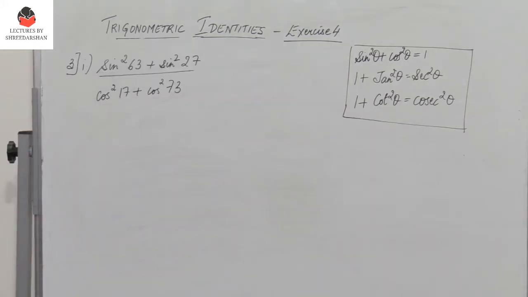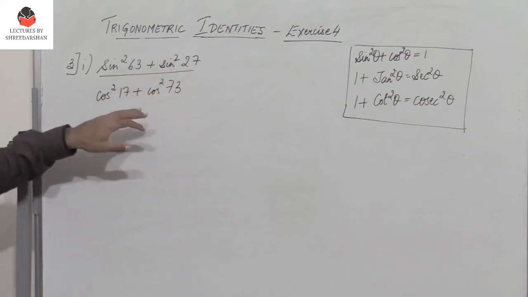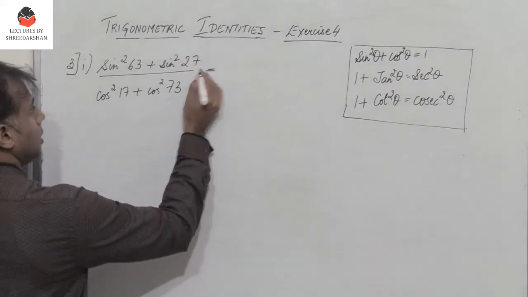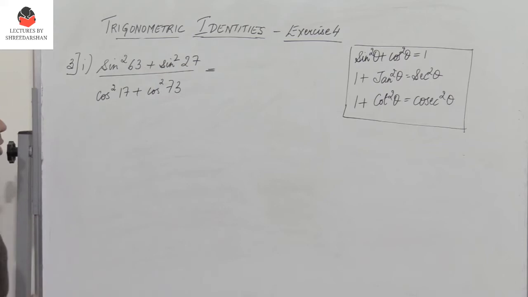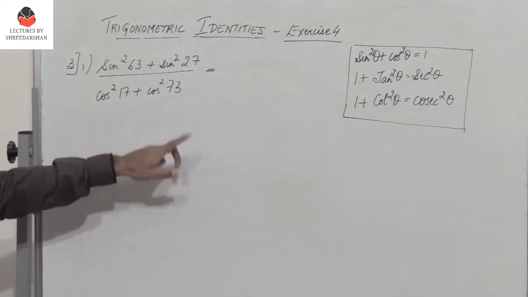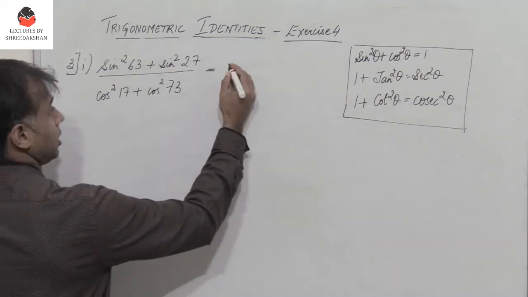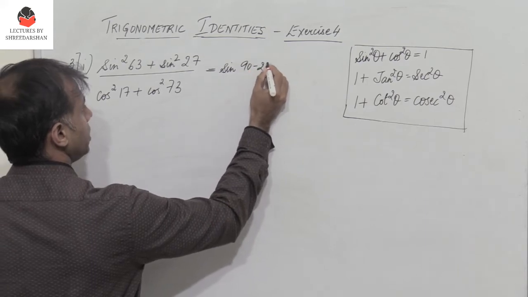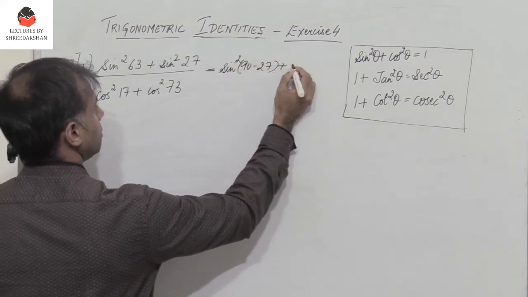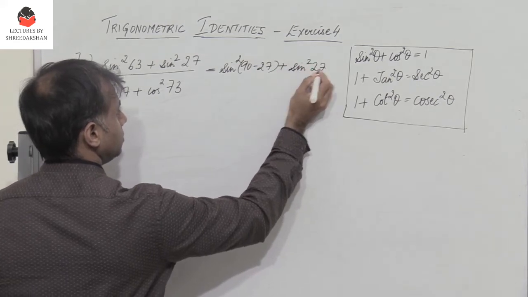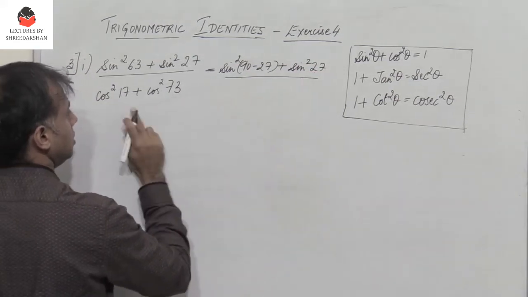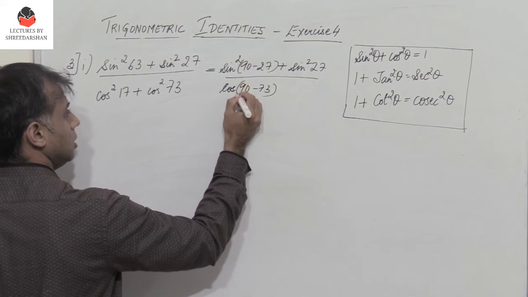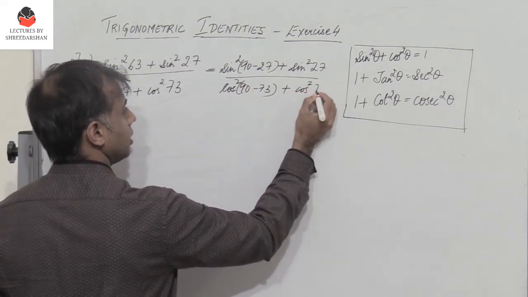So question 3, first one, I have sine square 63 plus sine square 27 divided by cos square 17 plus cos square 73. So here what do we do? Let me represent this. If I observe, 63 plus 27 is 90 and 17 plus 73 is also 90 here. So therefore I can write this as sine of 90 minus 27, the whole square, plus sine square 27, divided by, here again I can write this as cos of 90 minus 73, the whole square, plus cos square 73.